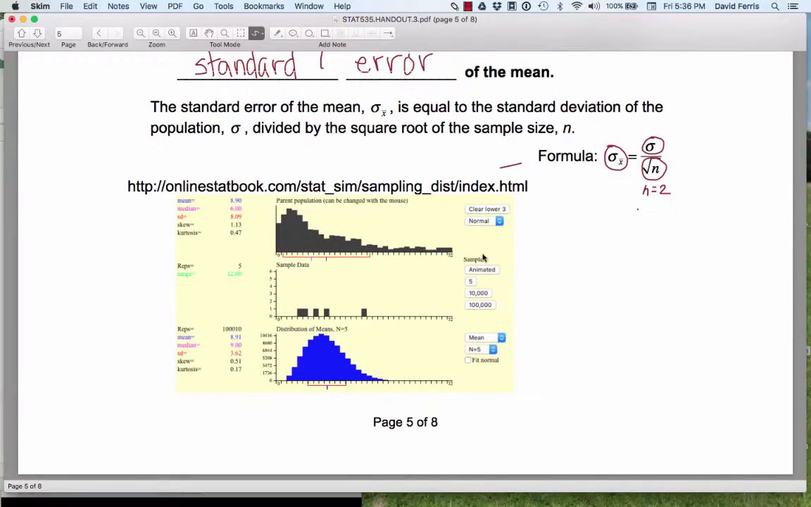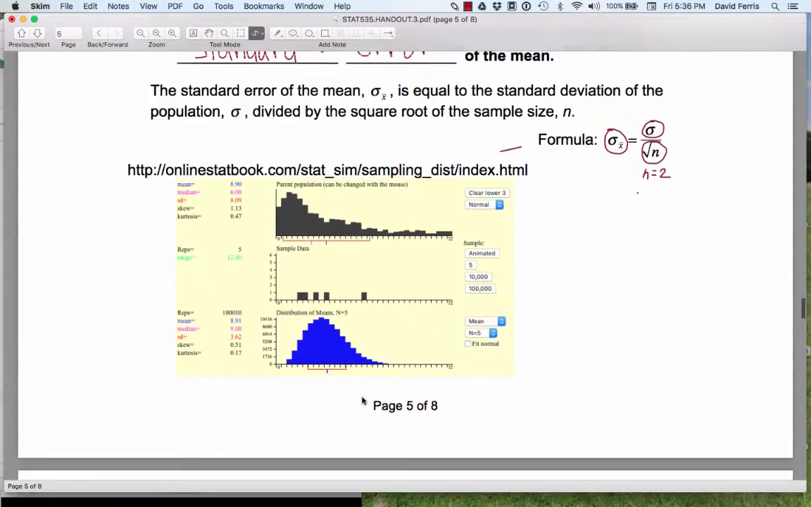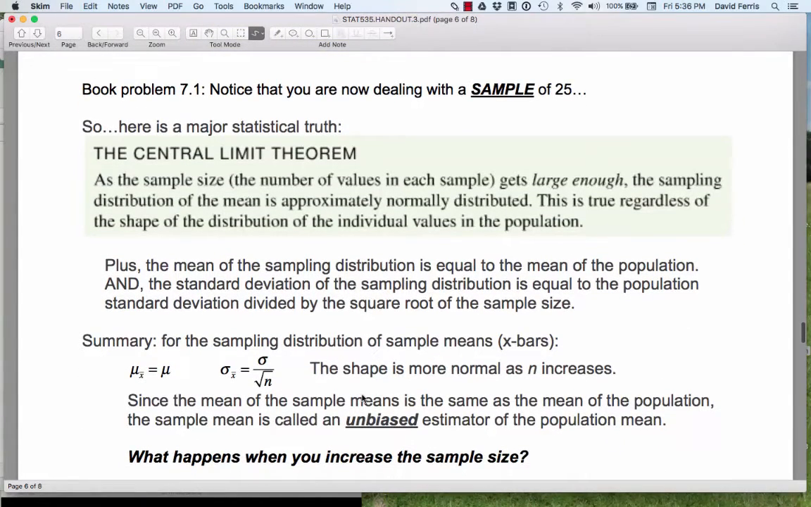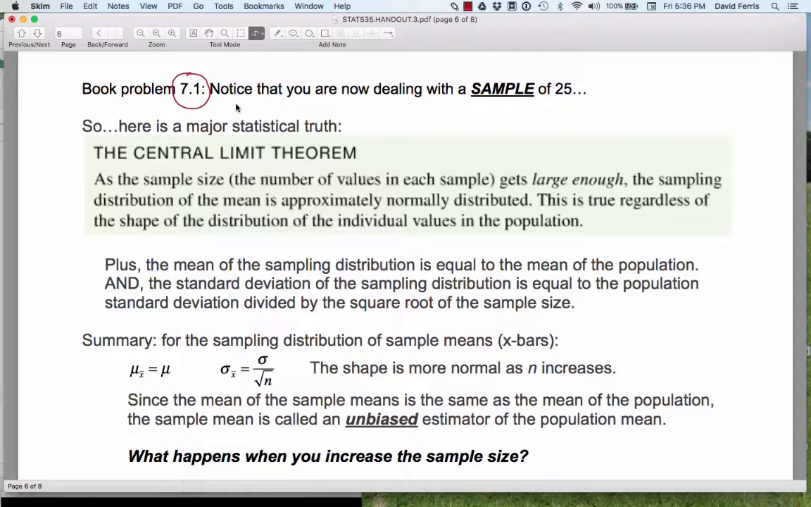So let's go back to our handout. This is just a little reminder of that activity. This would be a good time to look at book problem 7.1 in your textbook. Just really to show that when you see that you're dealing with a sample and they're talking about finding the probability that something is less than 95, or between 95 and 97, or above 102, we're doing those same problems with a normal model. So we're building a normal model.